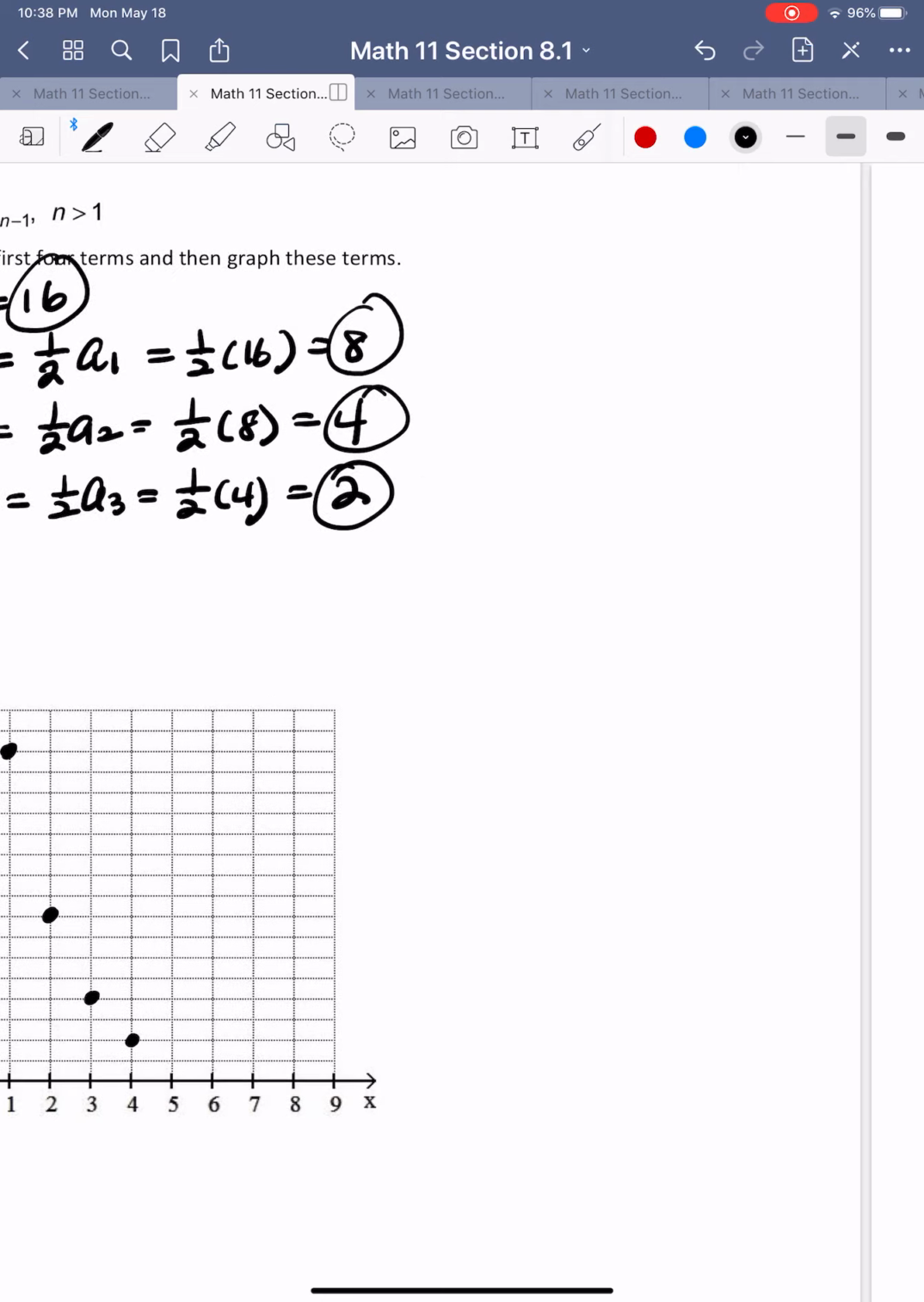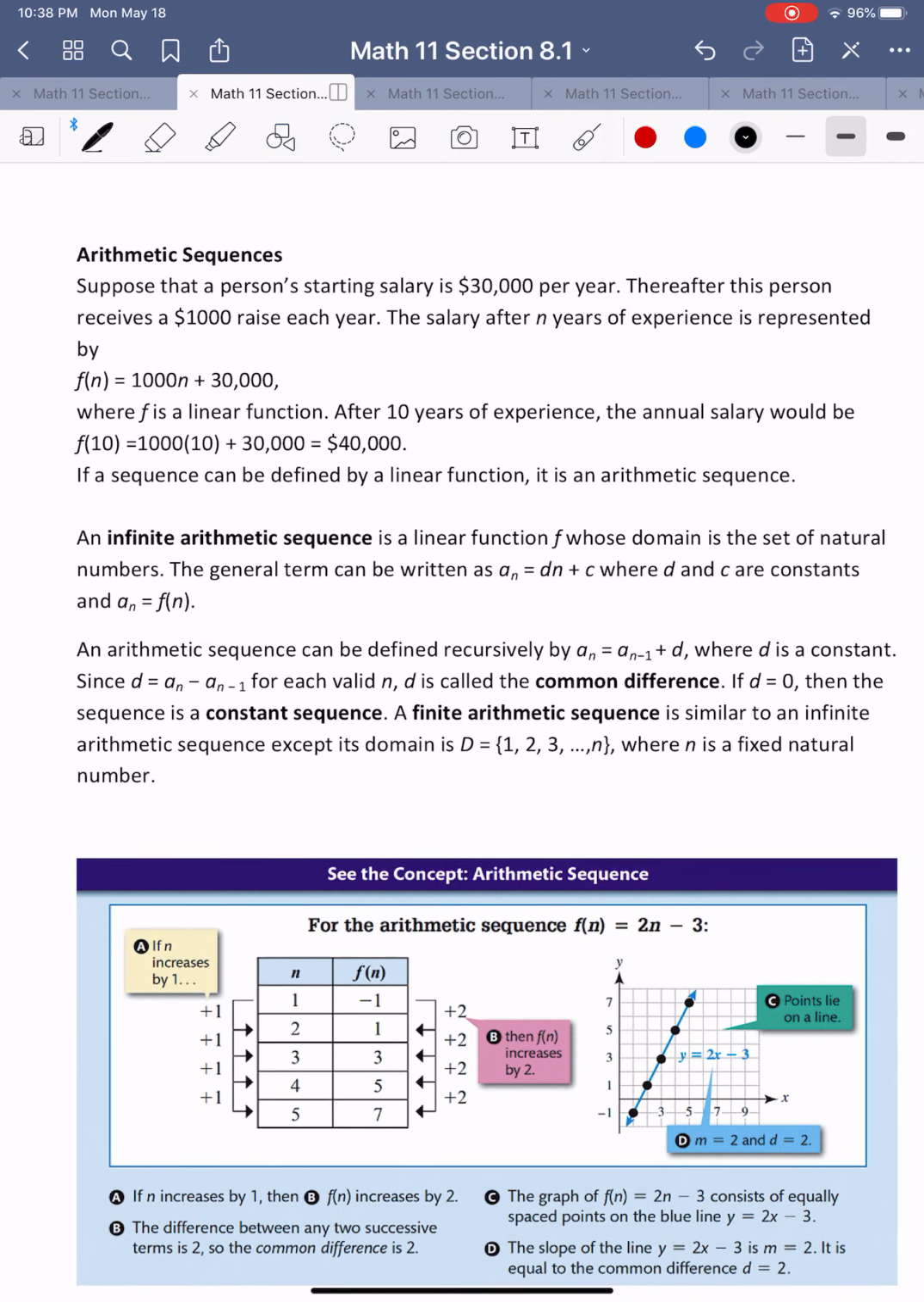Okay. So now I'm going to talk about the arithmetic sequences, okay? So suppose that a person's starting salary is 30,000 per year, and thereafter this person receives a 1,000 raise each year. The salary after n years of experience is represented by 1,000n plus 30,000, okay? Where f is a linear function. After 10 years of experience, the annual salary would be f of 10, which is 1,000 times 10 plus 30,000, so about 40,000. So if a sequence can be defined by a linear function, it is an arithmetic sequence.